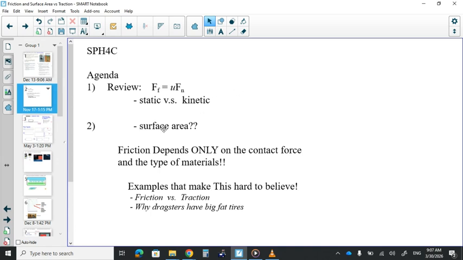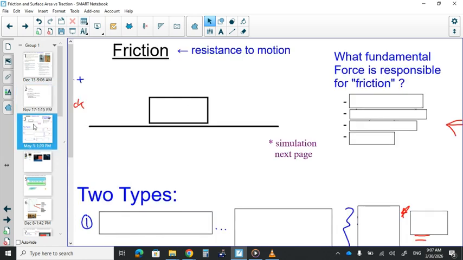And then we're going to look at how friction only depends on the normal force, and that's kind of weird and hard to believe. That's why I'm making a video of this, so I can help show you the weird situations and explain why they're misleading. So the friction itself, resistance to motion.